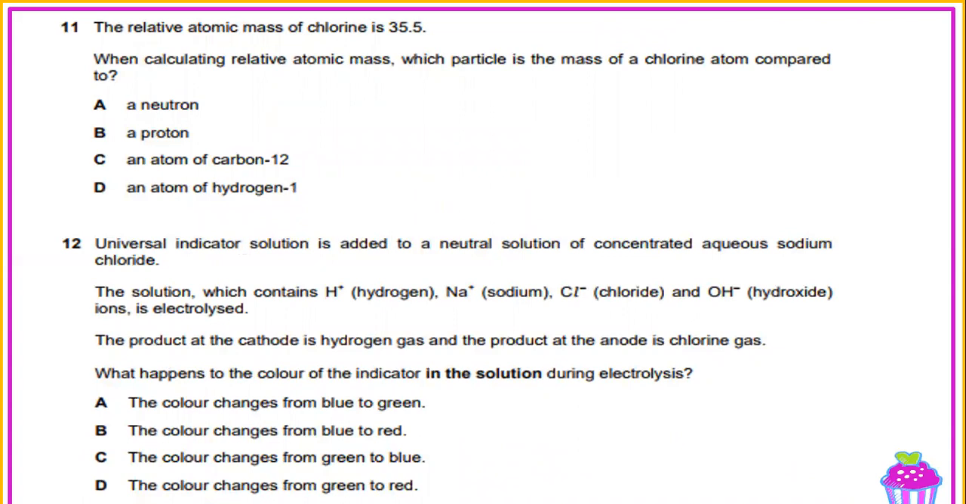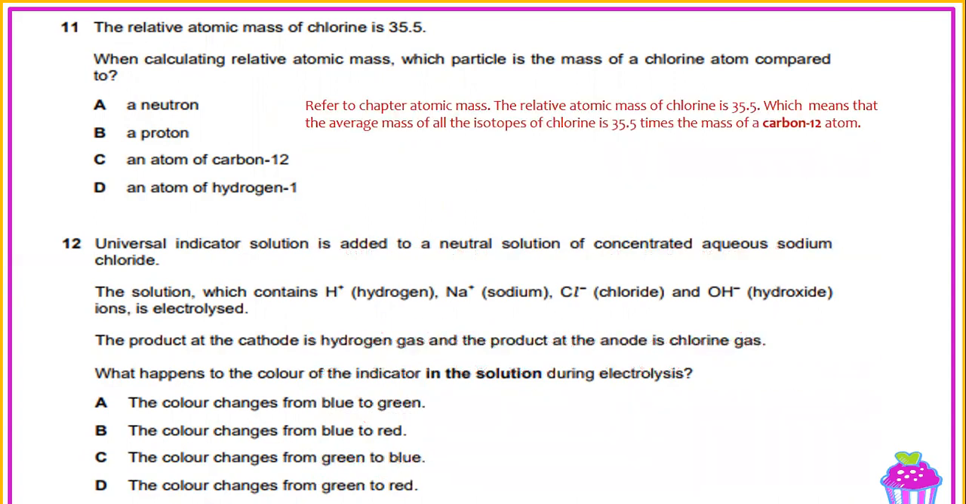The relative atomic mass of chlorine is 35.5. When calculating relative atomic mass, which particle is the mass of the chlorine atom compared to? Refer to chapter atomic mass. The relative atomic mass of chlorine is 35.5, which means that the average mass of all the isotopes of chlorine is 35.5 times the mass of a carbon-12 atom. So the answer for number 11 is C.